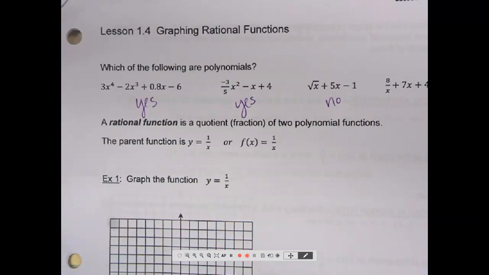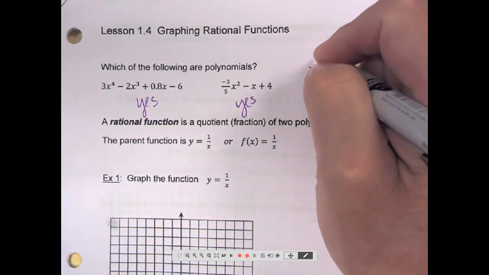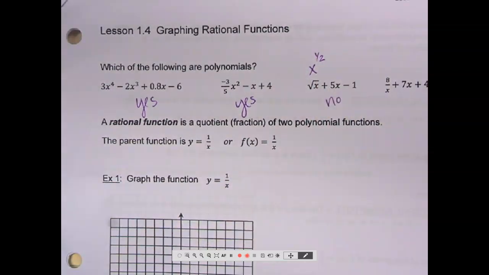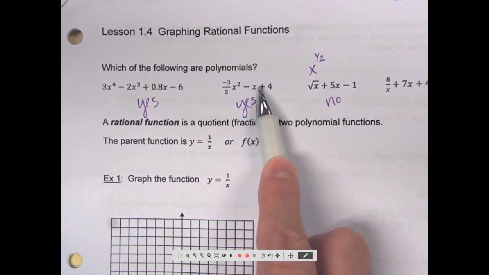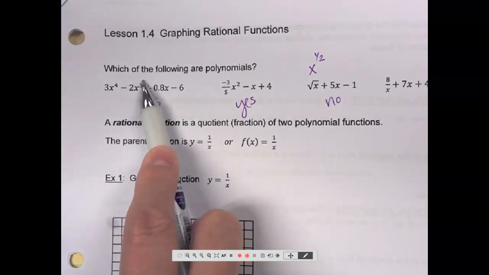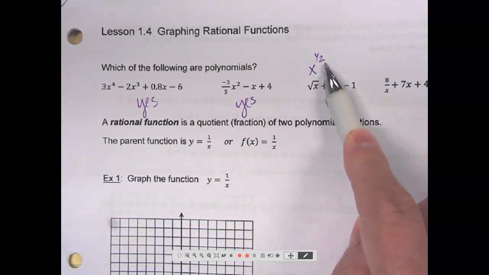The variable is under a square root. Ooh, bonus question. How else can I write square root of x using exponents? Campbell? X to the 1/2. Okay, so I could write it not under a radical, with an exponent, but notice that exponent isn't an integer. Integers are the things that we'd mark a number line with. So fractions, decimals, things like that are not integers. 1/2 is not an integer. This is an integer exponent, integer exponent, integer exponent, not integer exponent.